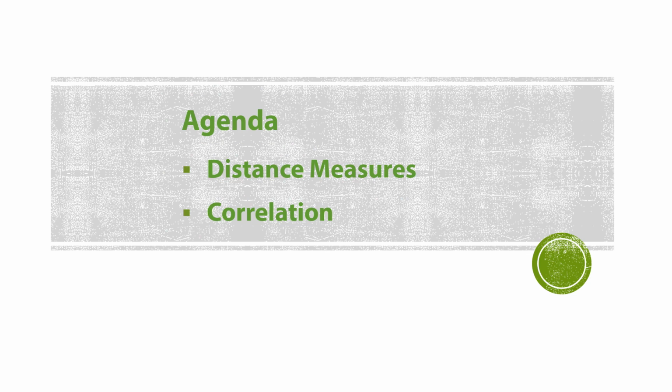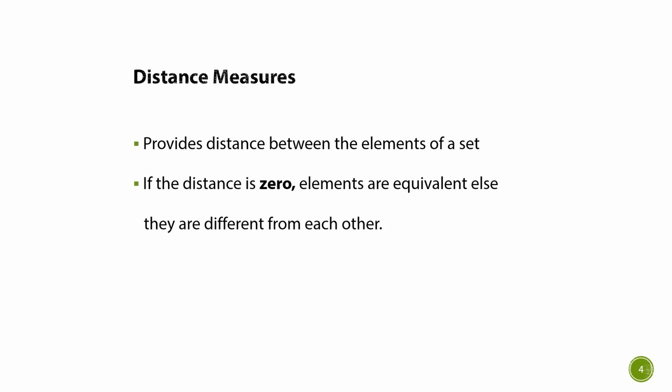Now today we will see what is meant by distance measures, what the different types of distance measures are, and we will again see what correlation is. In many machine learning algorithms, it is a fundamental requirement to find the similarity between two instances. Here instances means data points.